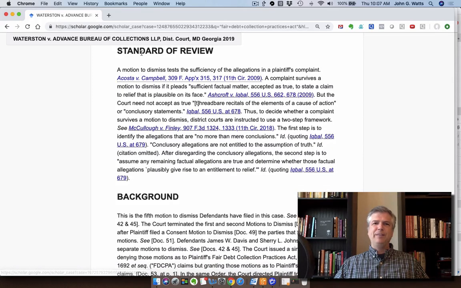But look here at what's called the standard of review. So this is where the court says, all right, these are the rules of how I interpret a motion to dismiss. And it says it tests the sufficiency of the allegations. And so you have to plead or allege in your lawsuit sufficient factual matter to state a claim that's plausible on its face. And then the court says, look, if it's just kind of what's called threadbare recitals, or you're just making a conclusion, the court doesn't necessarily have to give that any weight.